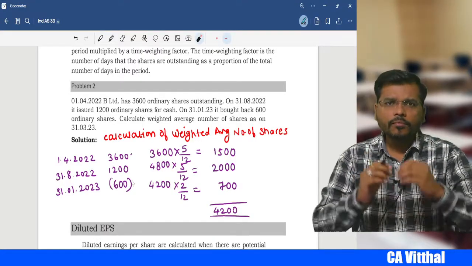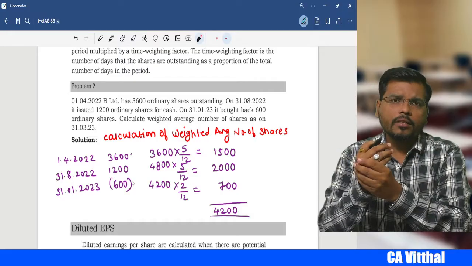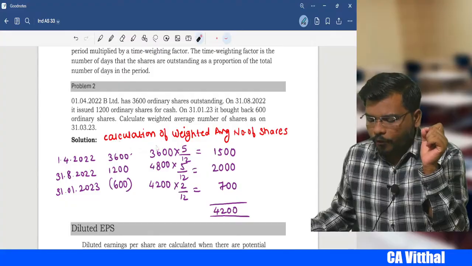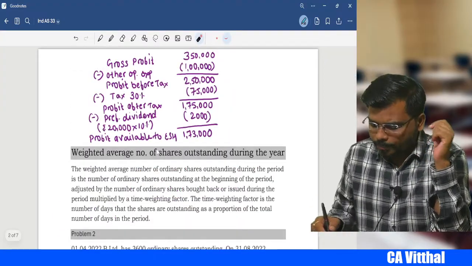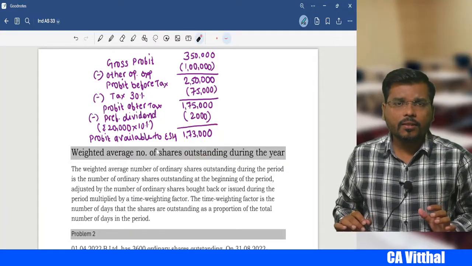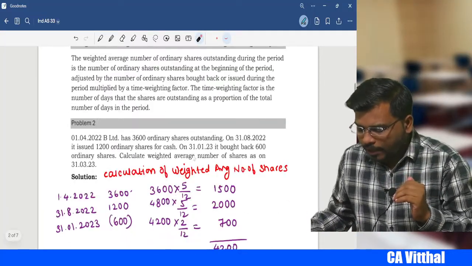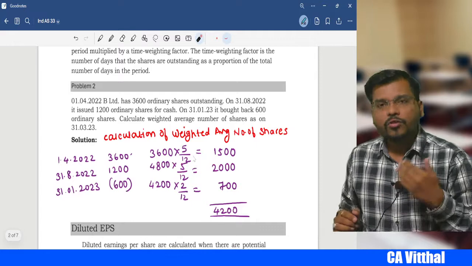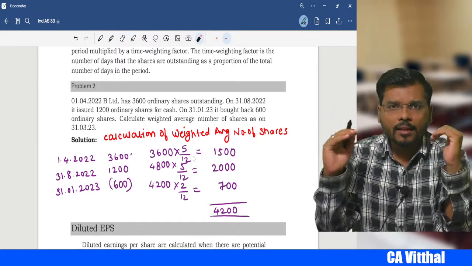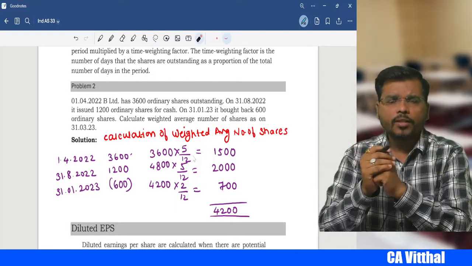Now whenever we need to calculate earning per share, we know the total profit. Let's take example 1. What is the profit available to equity shareholders? 1,73,000 divided by weighted average number of shares, how much? 4200. You will get the EPS, earning per share. Is that clear? It's very simple, my dear student.